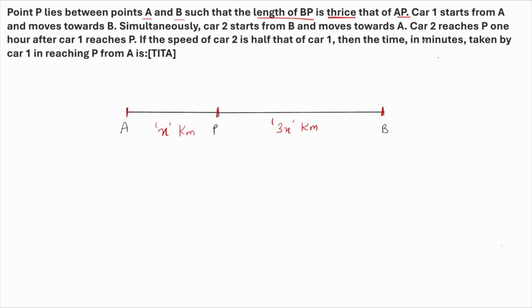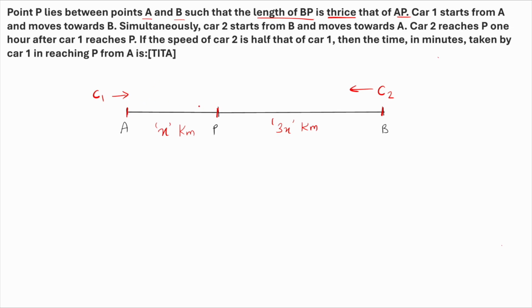Car 1 starts from A and moves towards B. Simultaneously, car 2 starts from B and moves towards A. So from the point A, there is car 1, C1, moving towards B along the right hand side. And from the point B, another car C2 is starting and moving towards the point A. That is, it's moving towards the left. Car 2 reaches P 1 hour after car 1 reaches P.